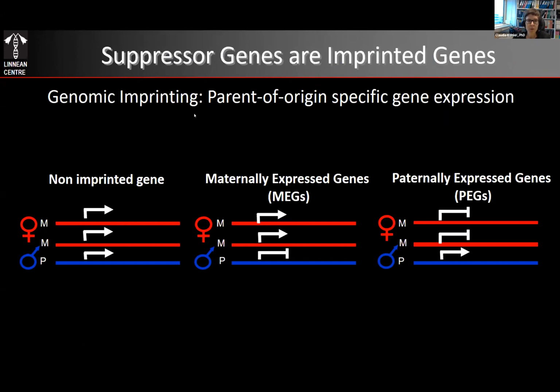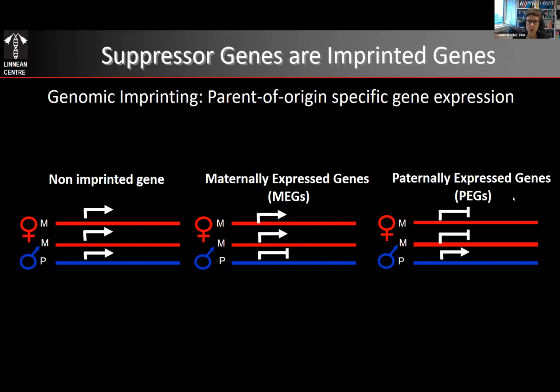And very briefly, what is genomic imprinting? Well, genomic imprinting is an epigenetic phenomenon causing parent-of-origin specific gene expression. And we can basically have 2 outcomes. Genomic imprinting can cause genes to be expressed only from the maternal alleles, and we term them maternally expressed genes, or in short MEGs, or it can cause genes to be expressed only from the paternal alleles, then we call them paternally expressed genes, or in short PEGs.